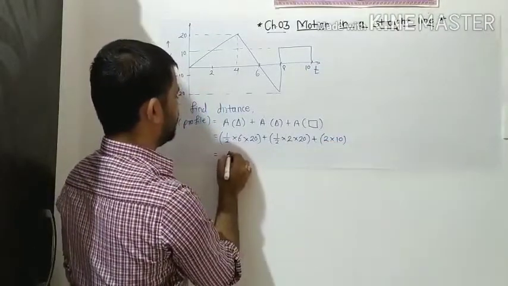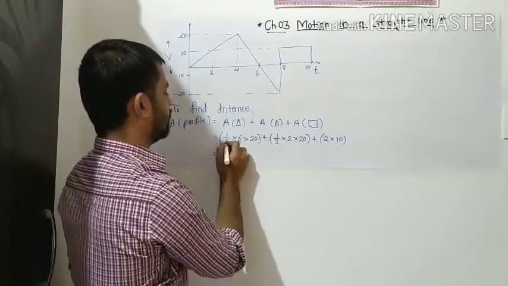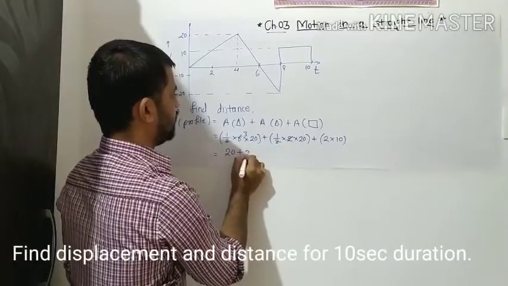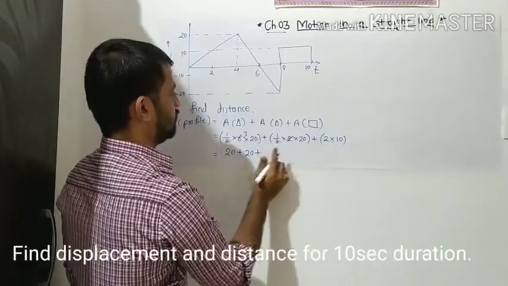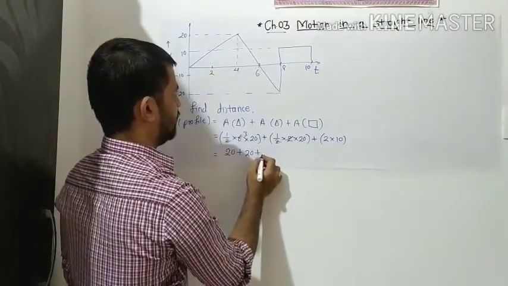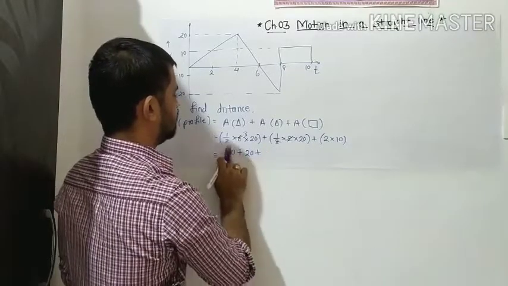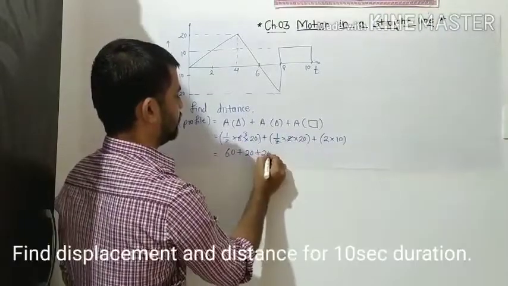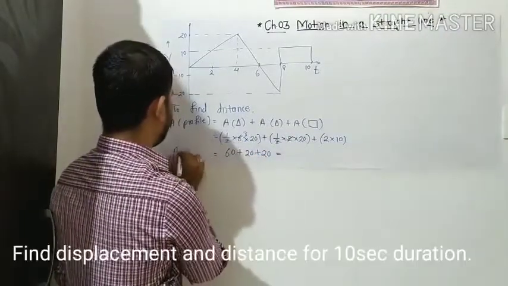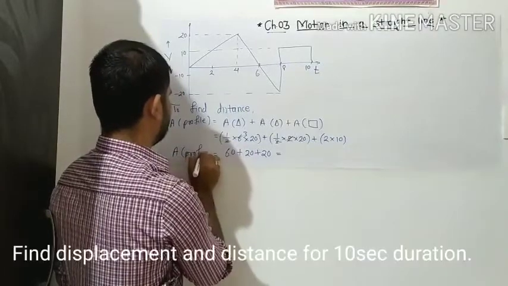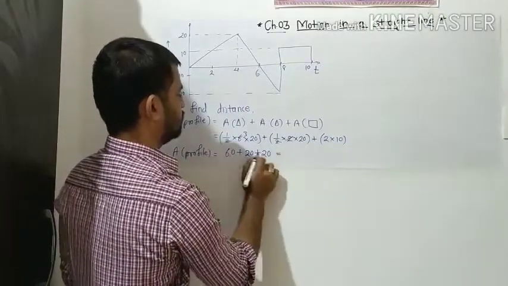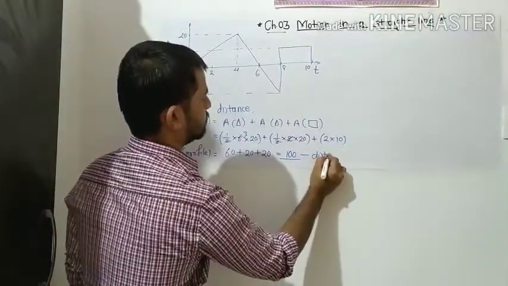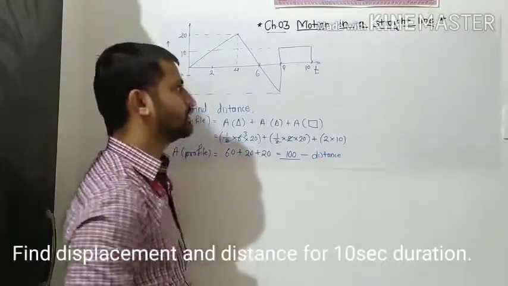Okay, so 1/2 of 6 we will get here 3. So we will get here 3 into 20, 60, plus 20 plus 20. So the area of the profile is equal to 100. And this is the distance.